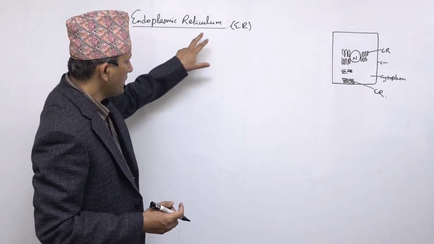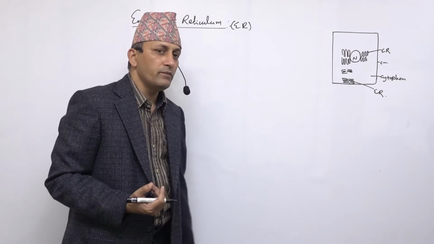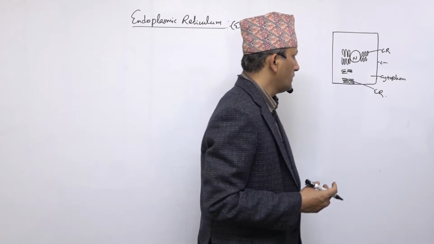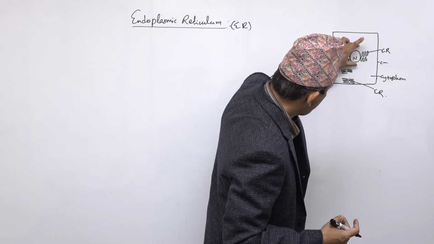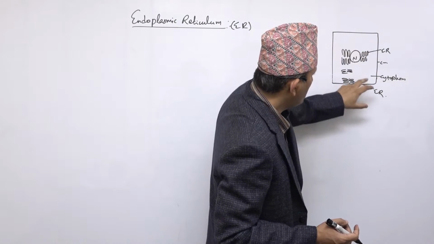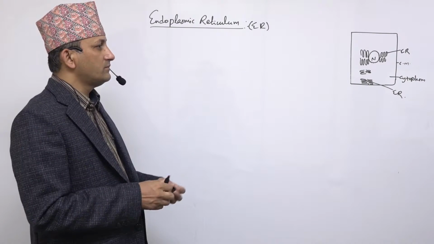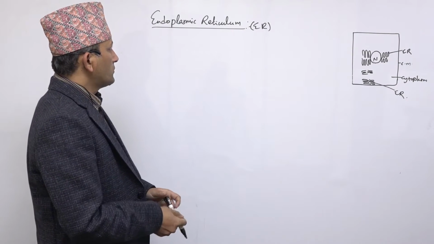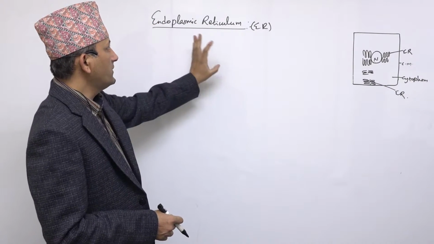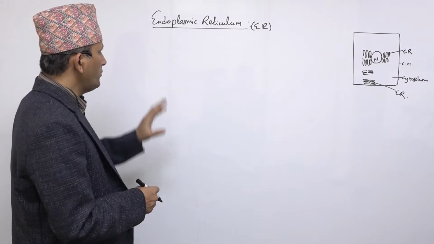So endoplasmic reticulum. Try to understand these two words. What is endoplasmic? What is reticulum? Endoplasmic means the cytoplasm which lies closer to nucleus. The portion of the cytoplasm which is found around the nucleus is called endoplasm, and the portion of the cytoplasm which lies away from the nucleus, let's say towards the cell membrane, towards this side. If you analyze these two different words, then you can understand what is endoplasmic reticulum. So endoplasmic means the cytoplasm which is found closer to nucleus.